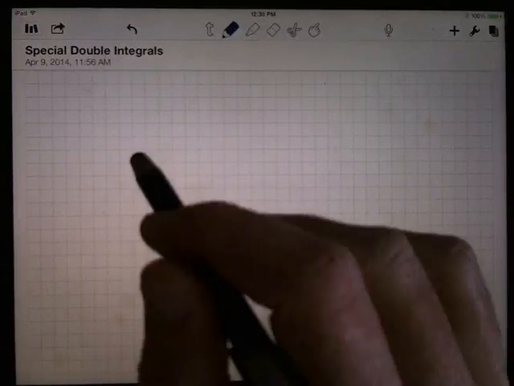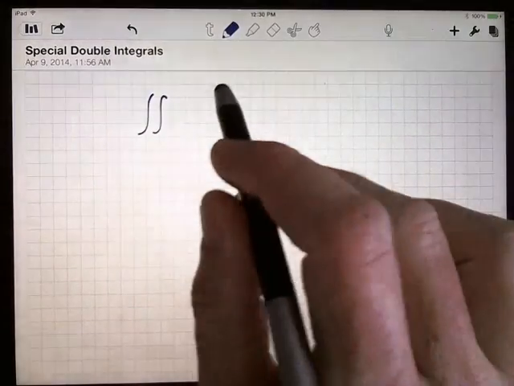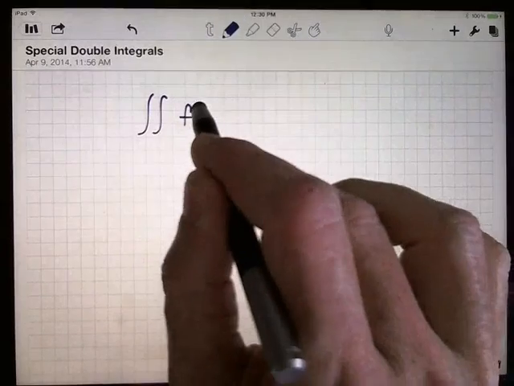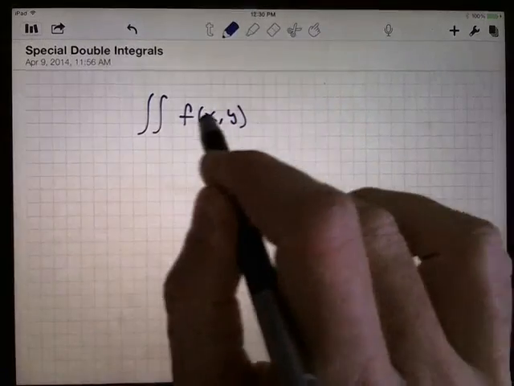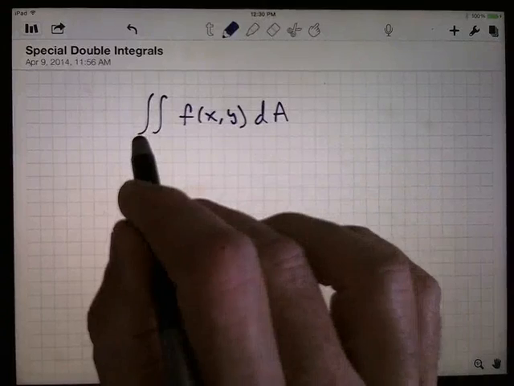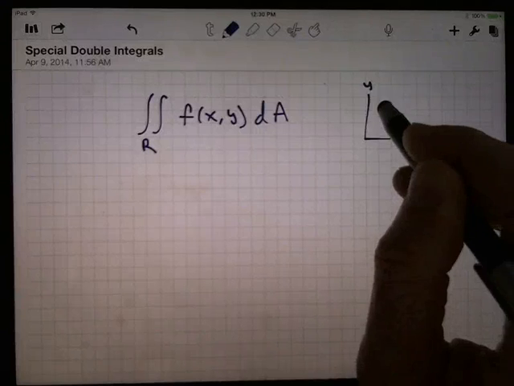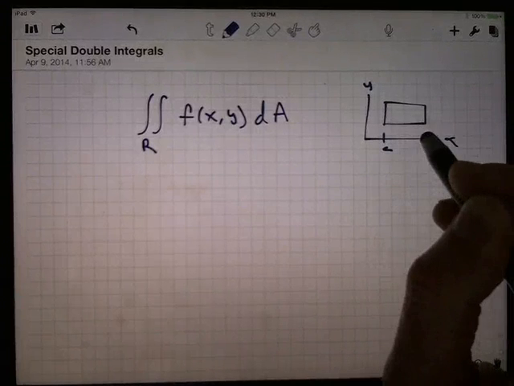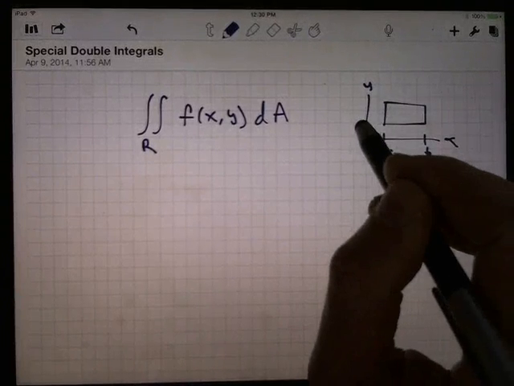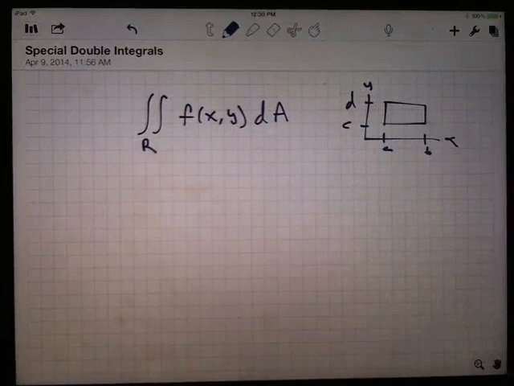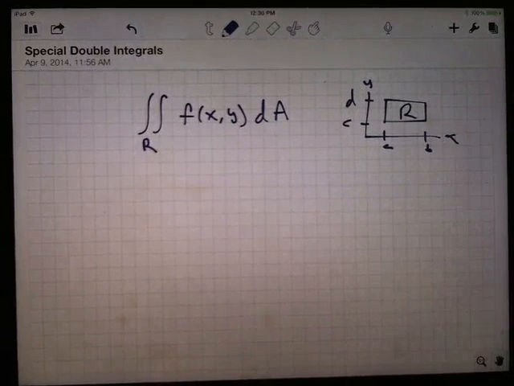All right, when we're looking at double integrals, we're looking at something like this, some function of x and y integrated dA over some rectangle, all right? And the rectangle in the xy plane is between a and b for the x's and between c and d for the y's, all right? This is the rectangle R.